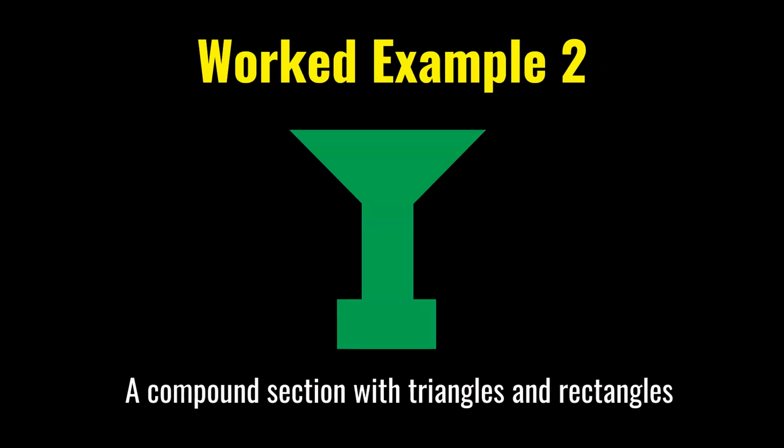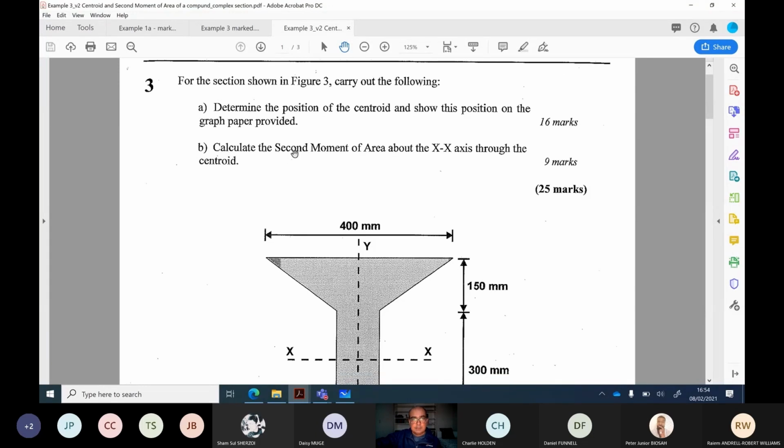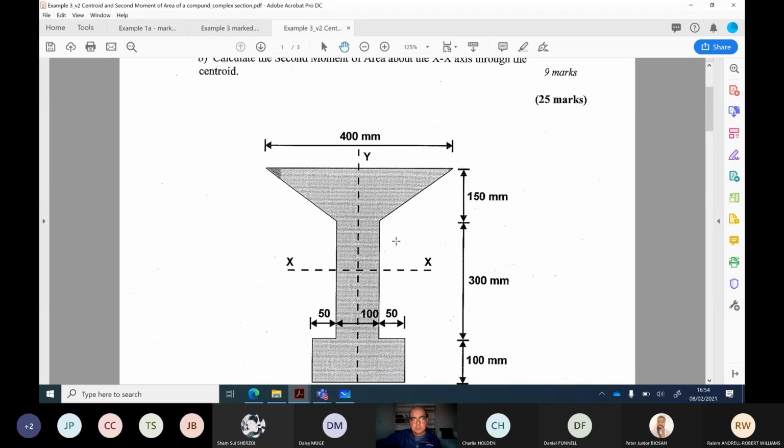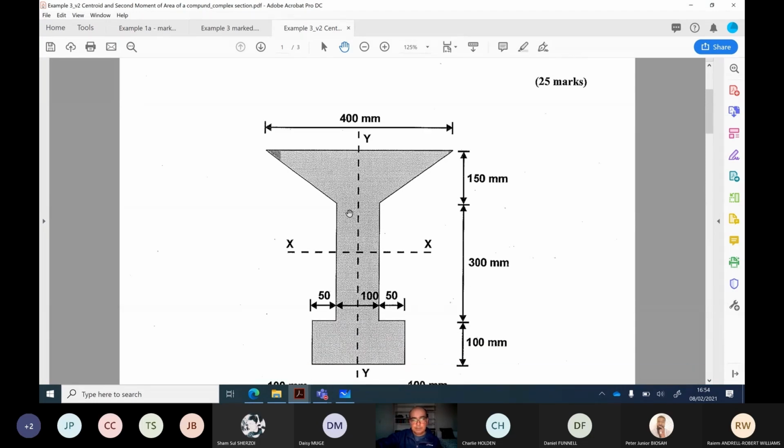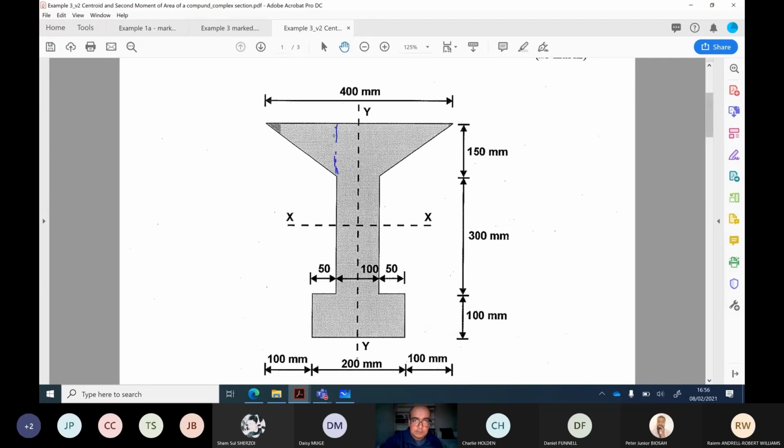Let us now solve example 2, which is a compound section with triangles and rectangles. This is a compound section, and we have to determine the position of centroid and then calculate the second moment of area about x-axis through the centroid. So now we have this compound section where we have a combination of triangles and rectangles. The key idea is to divide it into number of areas, work out the distance from that area to a particular point. So first area is this one.